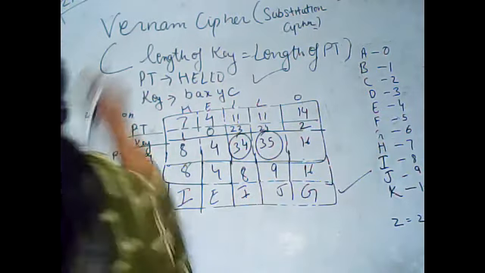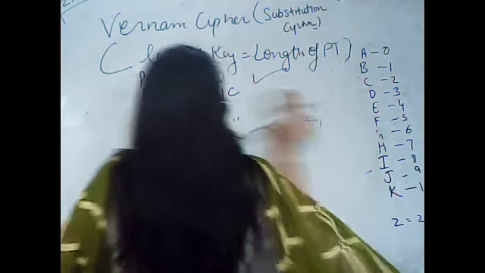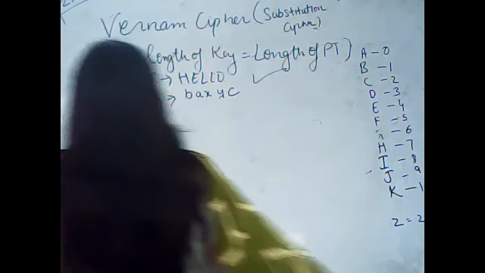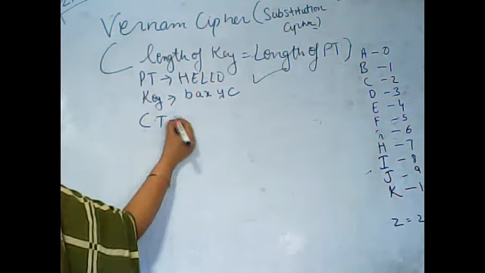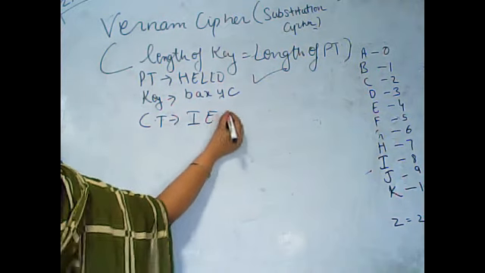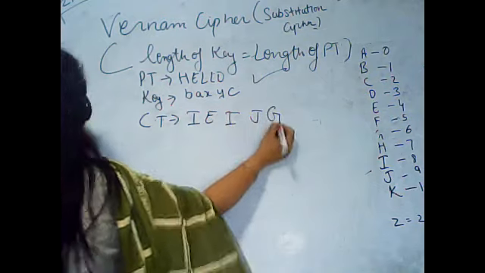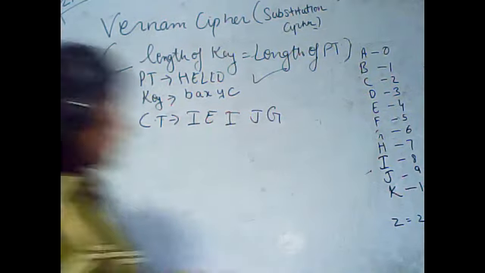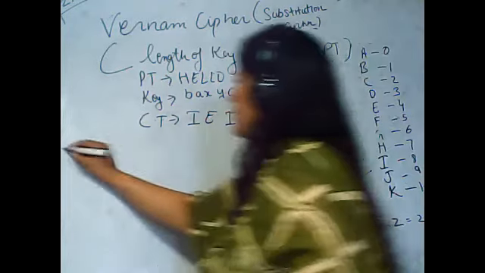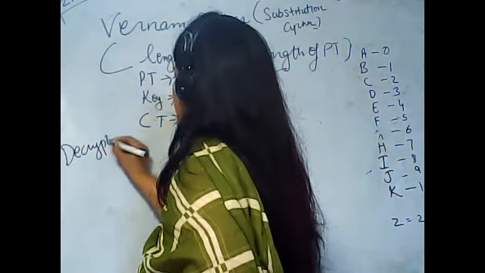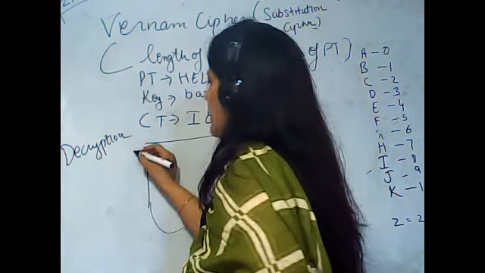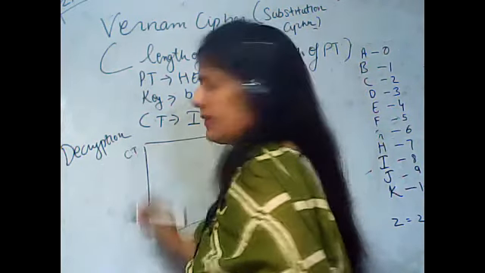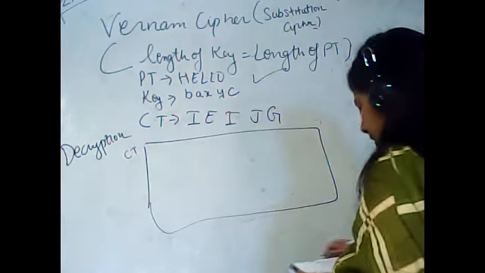Now we will perform its decryption also, because it is quite a simple way to perform the decryption part. So what is the ciphertext that we have received? This was your ciphertext: I, E, I, J, G. Now let's start the decryption part. In the case of encryption, we included the plain text, but here we will include the ciphertext: I, E, I, J, G.